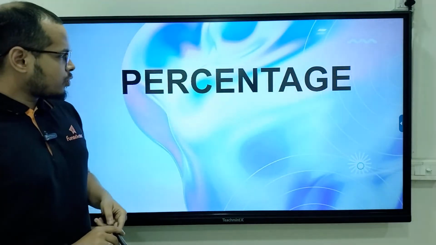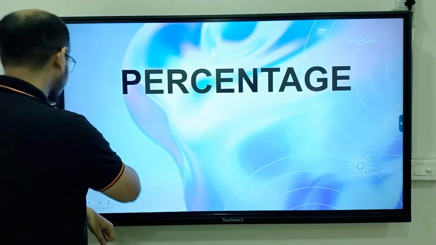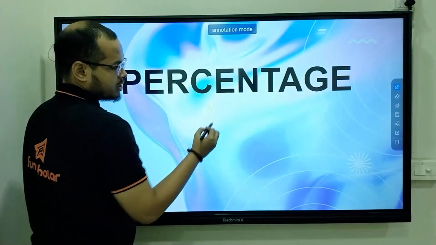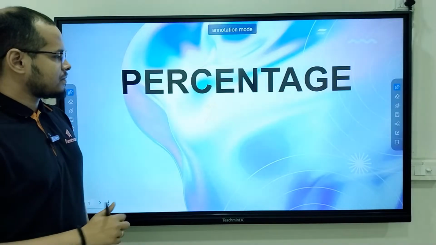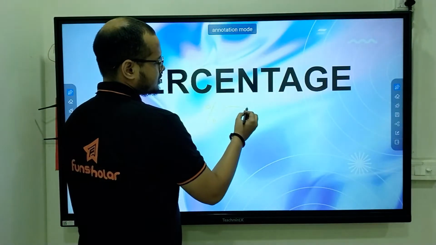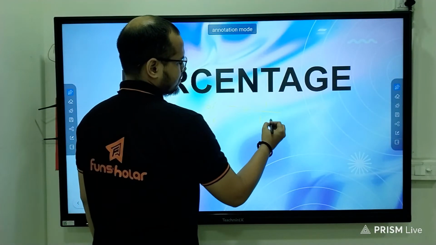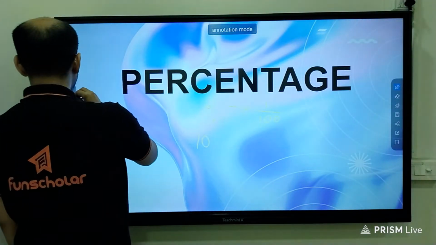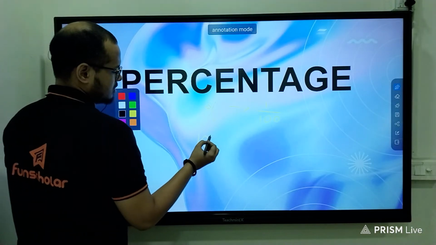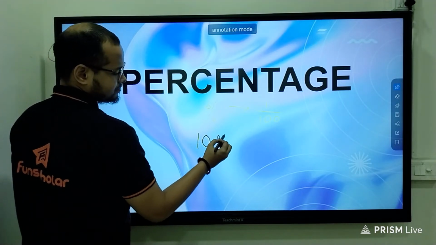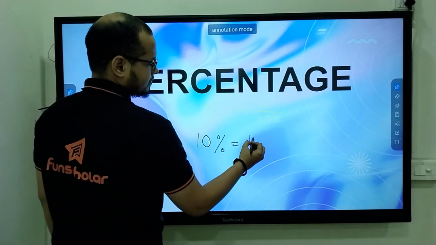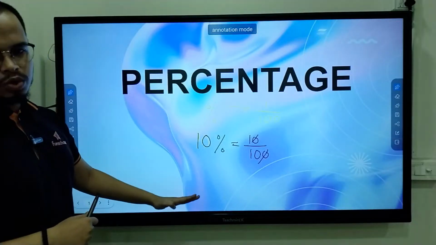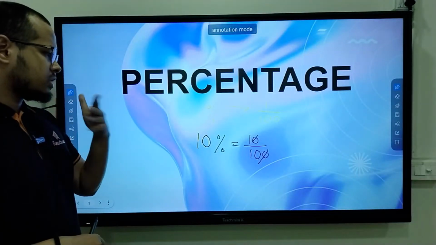Firstly, what is the term percentage? Percentage is anything that is represented by a percentage sign. Now the percentage sign is actually nothing but 1 by 100. So if I say 10%, it's actually nothing but 10 by 100. So that is what percentage is and how to convert any percentage into a ratio.